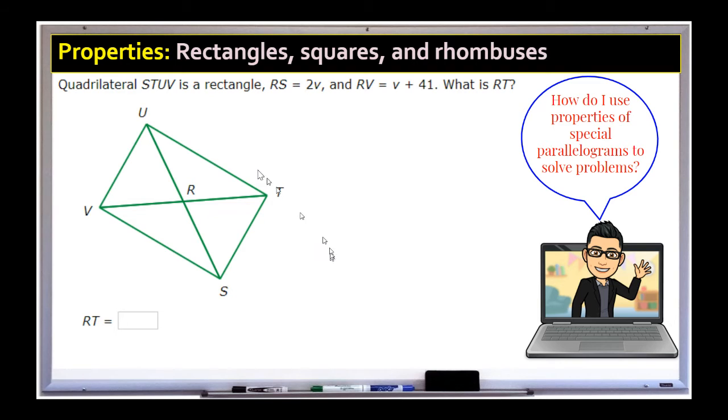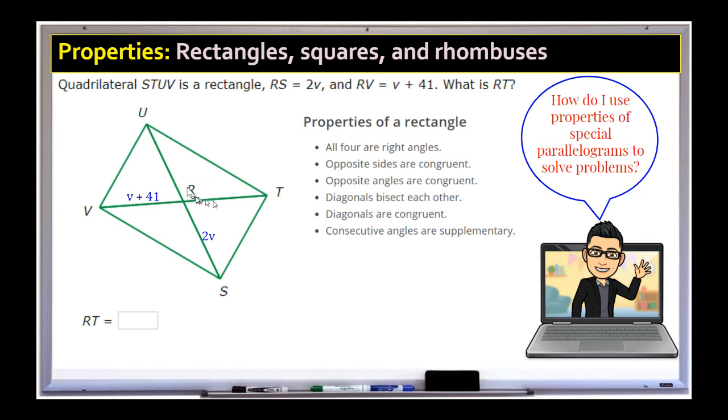Here's some problem solving. We have a rectangle STUV, and we are given RS, which is 2V, and we are given RV, which is V plus 41, and the question is asking for segment RT, which is this segment, how long it is, right? Well, if this is a rectangle, then we know the property is what? The diagonals get bisected and the diagonals are also equal, so each of these little pieces are equal to each other.